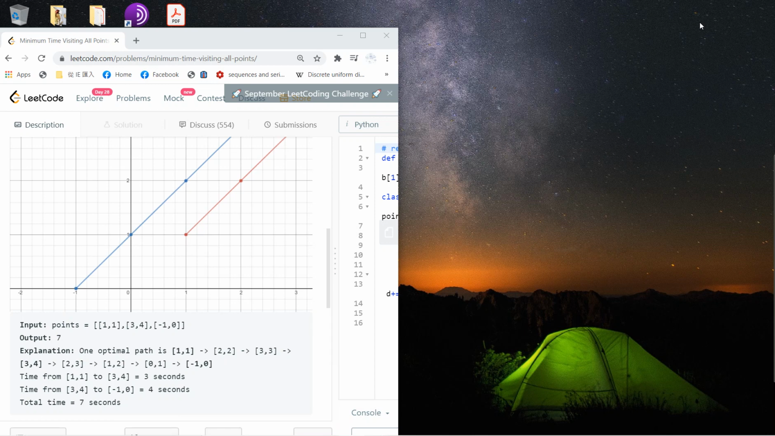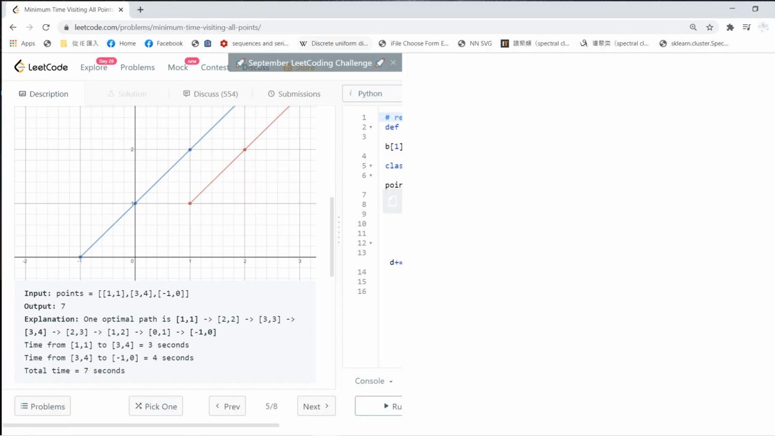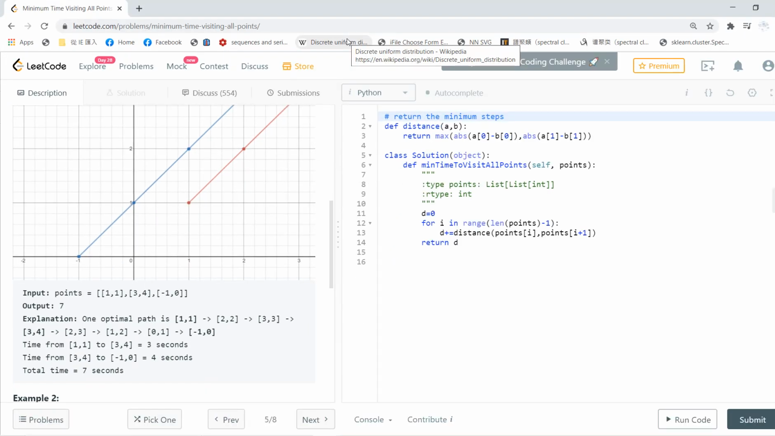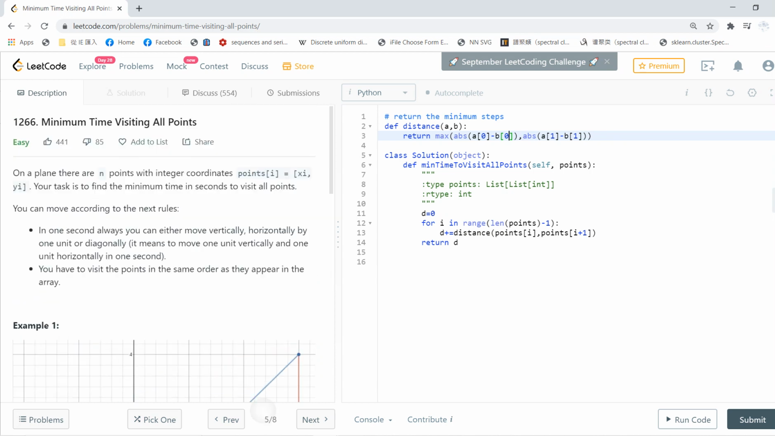Then we just add up the distances by iterating over the whole array. We define a maximum function from this, where a and b are the points. This is the dx component and this is the dy component, and then we take the absolute value. Then we create a total distance of 0, and iterate over all the points from point i to point i plus 1 across the array. This is the answer.